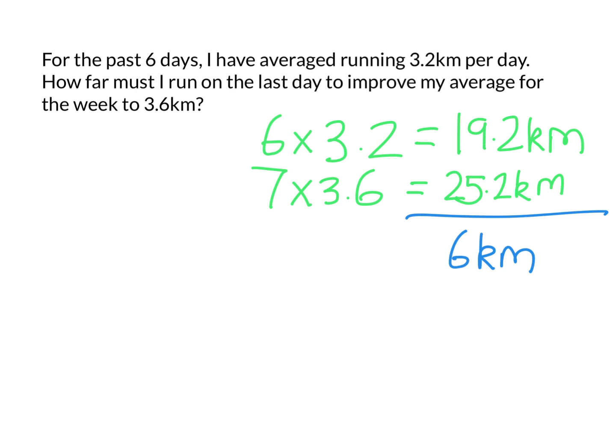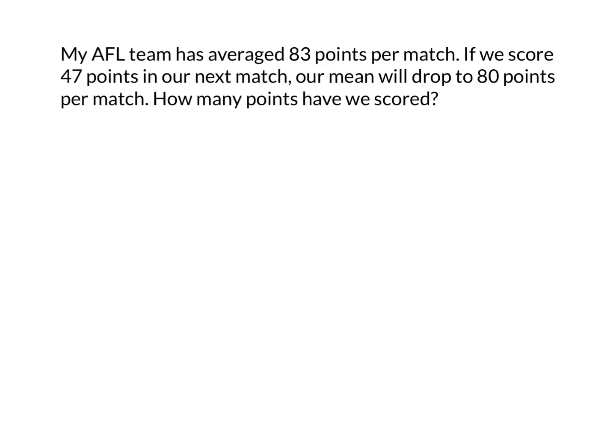All right, let's now look at a harder worded question. My AFL team has averaged 83 points per match. If we score 47 points in our next match, our mean will drop to 80 points per match. How many points have we scored? You might be able to do this in your head, and I'll show you how to do that afterwards, but I want to show you using equations because it's a surefire method where it will always work.